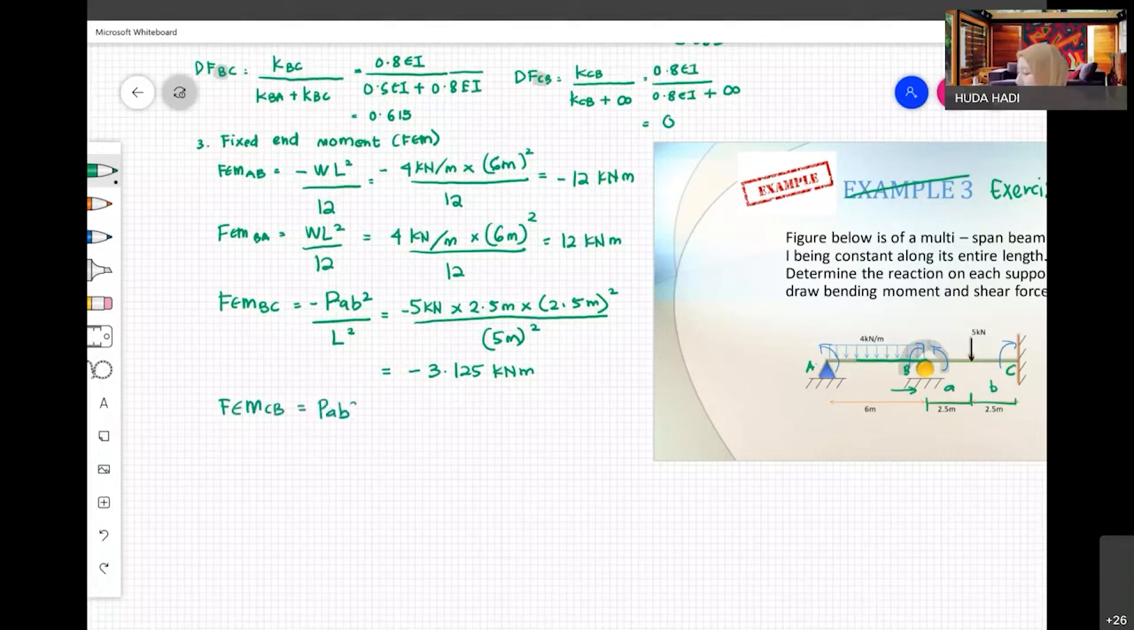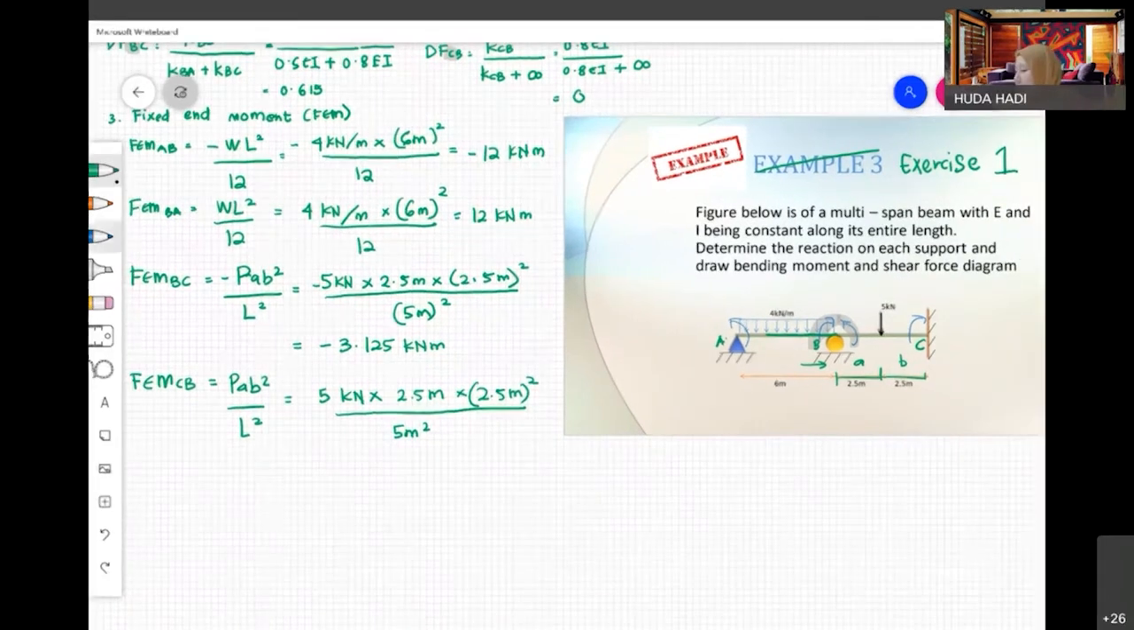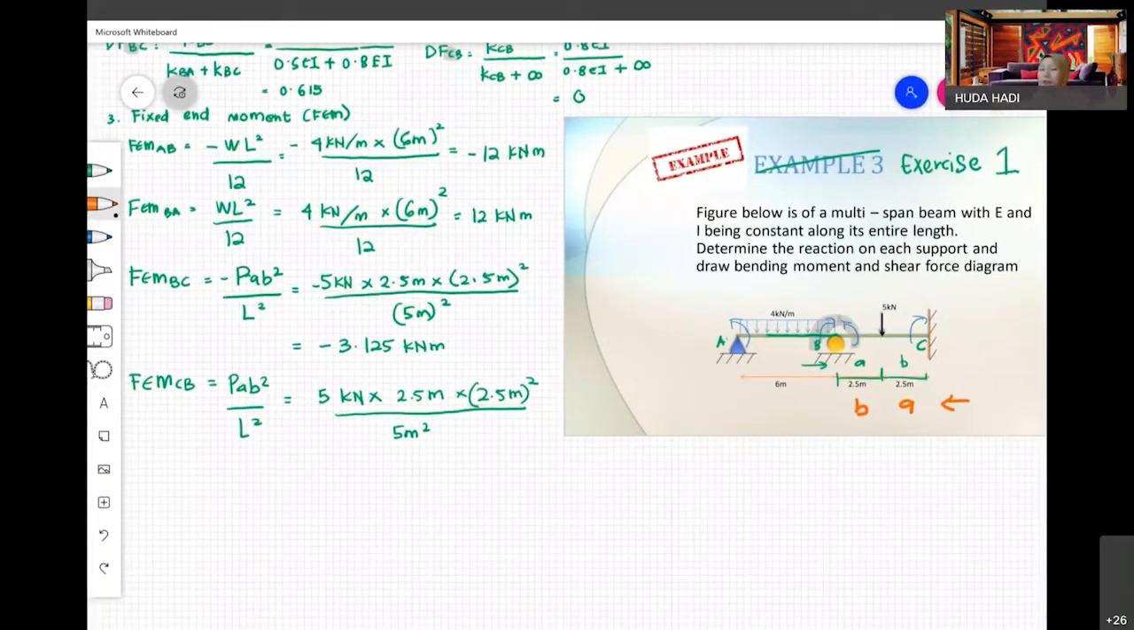PAB square over L square juga sama sebenarnya, sebab PAB square ni A dengan B tu sama value dia, which is 2.5. So kalau you terbalik tak apa. Kalau from C to B, A dia is actually here. This is B. You kena tengok dari sini. Okay, but 2.5 so tak ada masalah, value dia sama. It is 3.125. Bila you buat semua ni, you confirm dapat 10 markah. Okay, daripada the stiffness, distribution and also sampai fixed end moment, it is 10 marks.